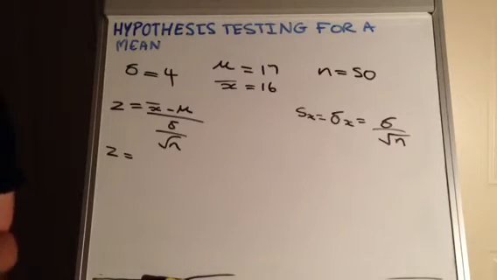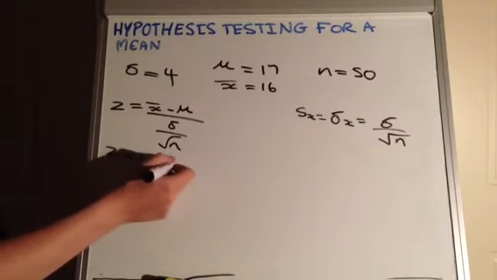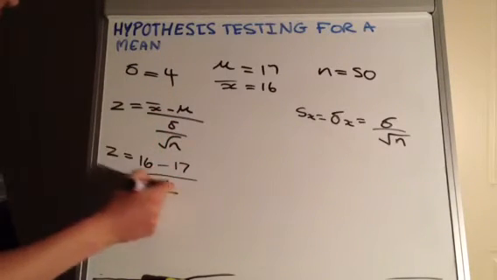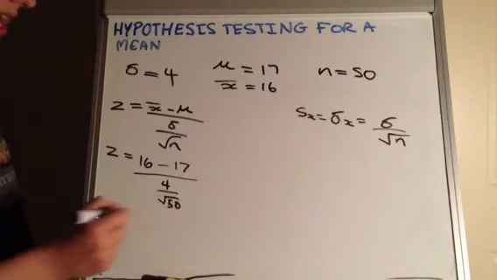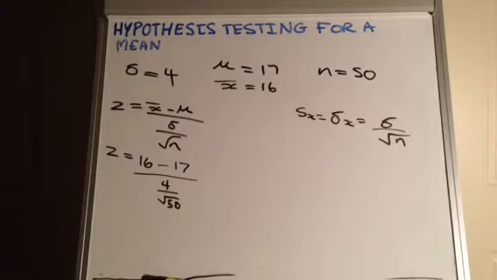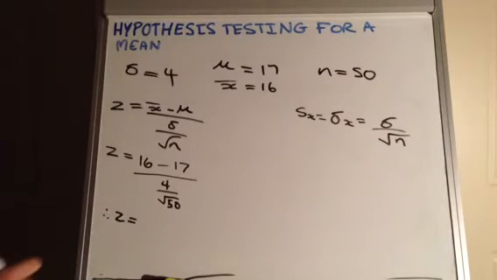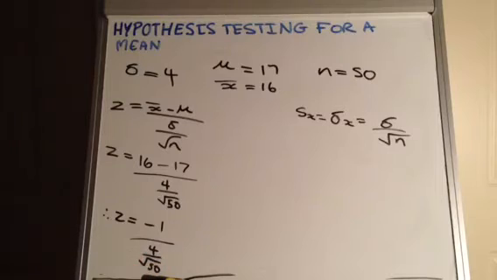Wouldn't you agree? So, x bar is 16. Take mu, which is 17. And that is all over sigma, which is 4, and square root sample size, which is 50. Again, you get all these values from the question. So now, we go ahead and calculate this. So we get our z-score. And 16 take 17 is of course going to be -1. So it's going to be -1 over 4 over square root 50.